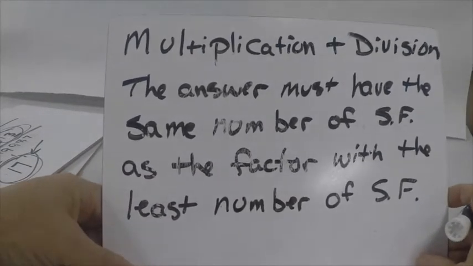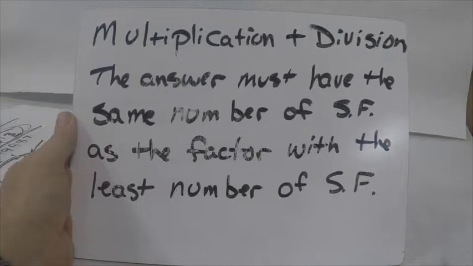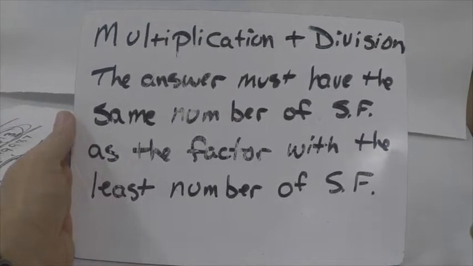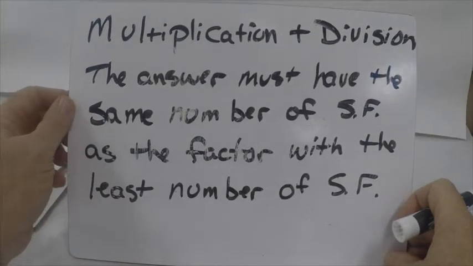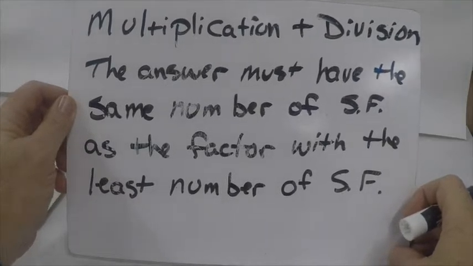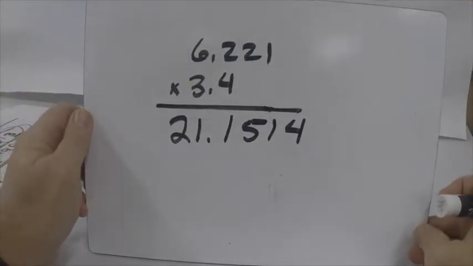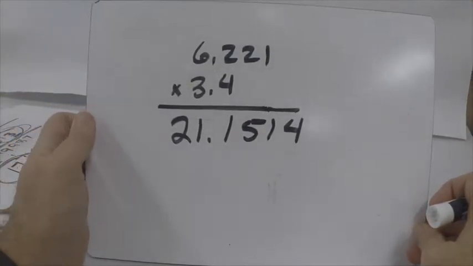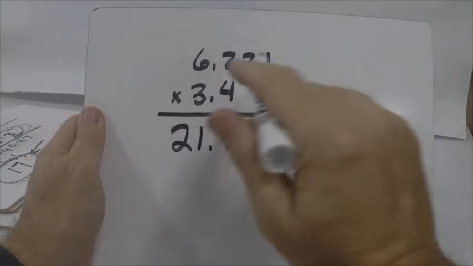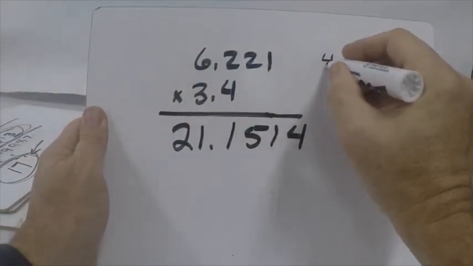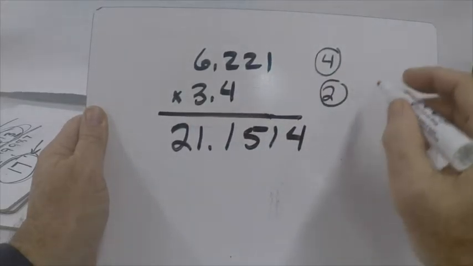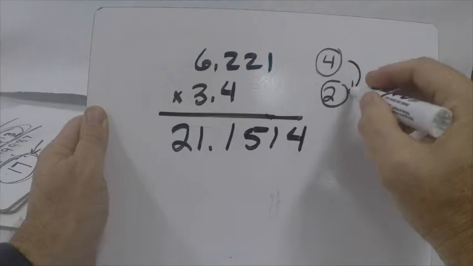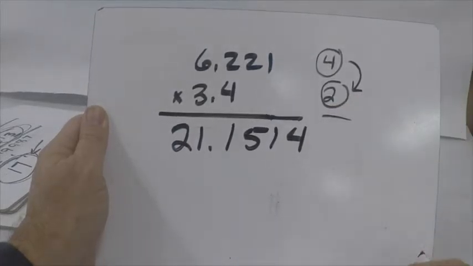Let's take a look at multiplication and division. Here it says, the answer must have the same number of significant figures as the factor with the least number of significant figures. Let's try to make this unconfusing. So, here we have 6.221 times 3.4. How many significant digits do I have here? I have 4. How many significant digits do I have in this factor? I have 2. Which of these is smallest? That one. That's how many my answer can have.